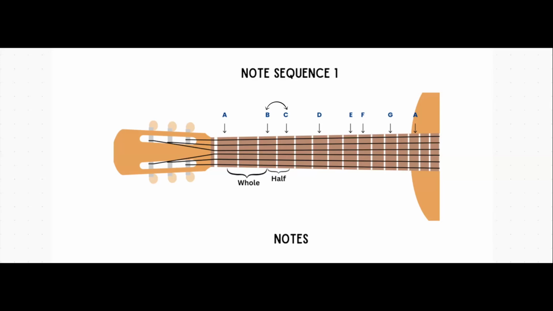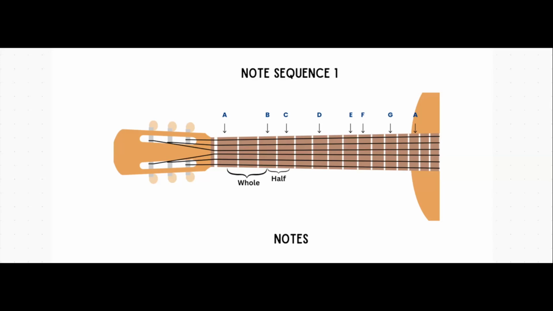Between B and C, there is a half step, see? Only one fret. Between C and D, there's a whole step. Between D and E, there's a whole step. Between E and F, there's a half step. And between F and G, there's a whole step, and G back to A, the beginning, there's a whole step. So you can remember it easily: between B and C and E and F, there is nothing. They are just one half step apart.